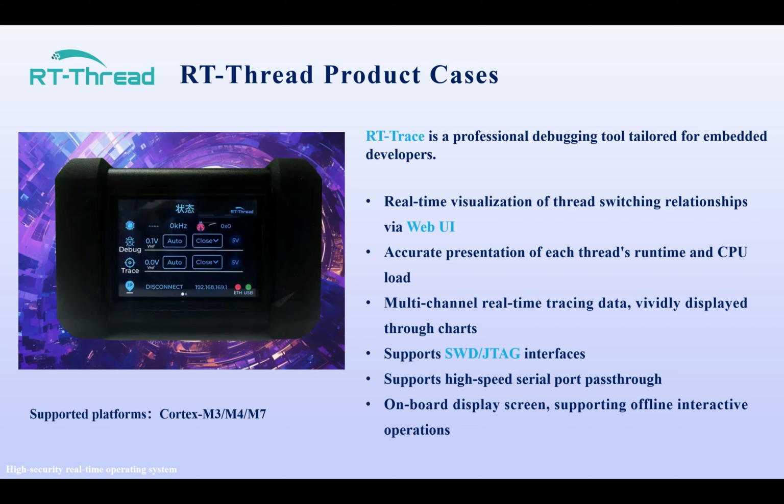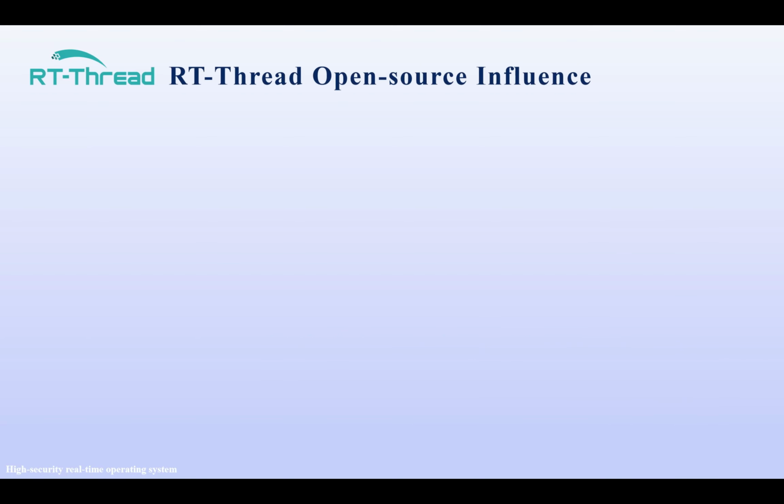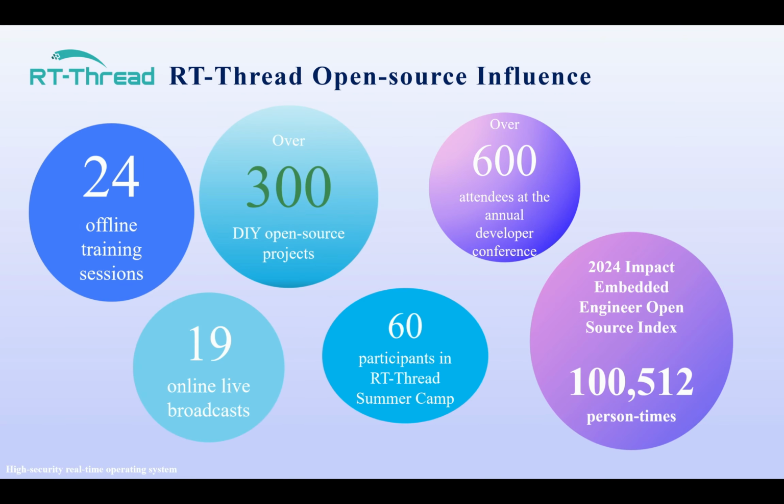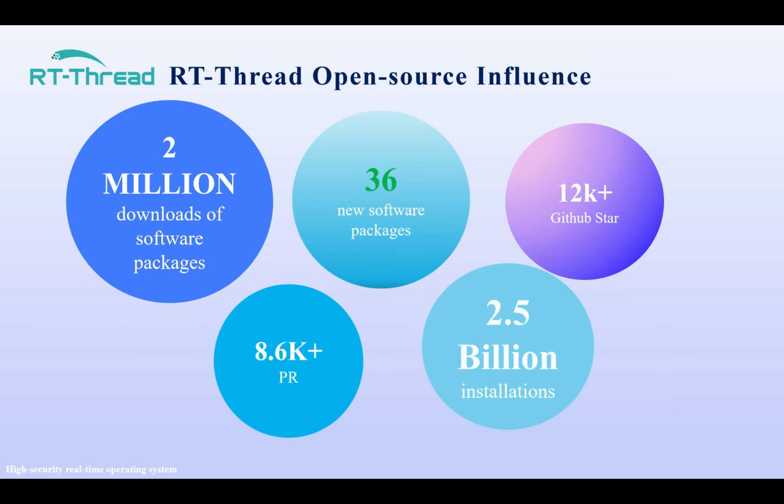After introducing the technical part, let's review ATOS and take a look at the progress of the community. Last year, we conducted 24 offline training tours with over 300 DIY creative works. The number of people attending the developer conference has exceeded 600. At the same time, the number of starts on GitHub has surpassed 12,000. The PR count has reached 8.6K. Meanwhile, the installed base of one device on WhatsApp in China has exceeded 2.5 billion units.